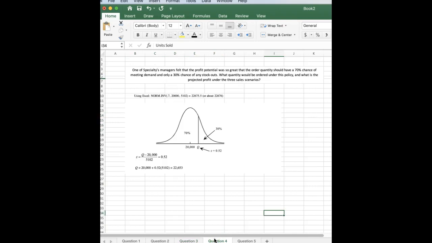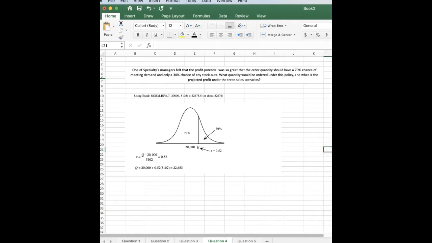We're going to look at this one, and we're going to say one of our specialty managers felt the probability potential was so great that the order quantity should have a 70% chance of meeting demand and only a 30% chance of any stockouts. What quantity would be ordered under this policy, and what is the projection under the 3 sales scenarios?